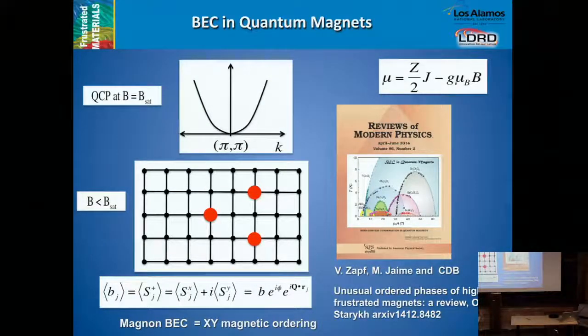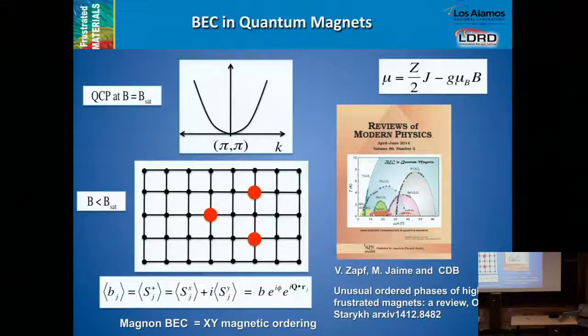So you can ask now what happens when you decrease the magnetic field and you go beyond the critical field for closing the gap. There is a critical field when you close the gap. That is the so-called saturation field. And if the field becomes a bit smaller than that saturation field, then you will start having bosons in the ground state. In the original language, you will have spin flips in the ground state. So essentially, very close to that saturation field, what you will have is a dilute gas of bosons.